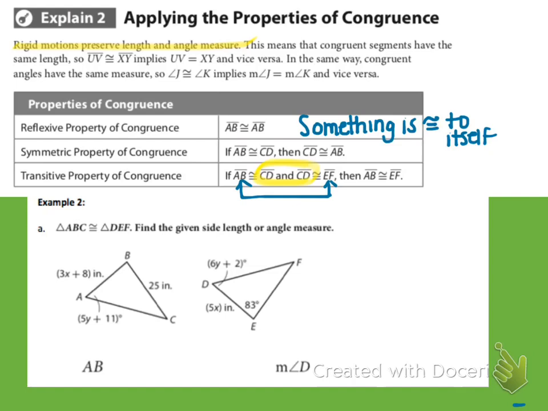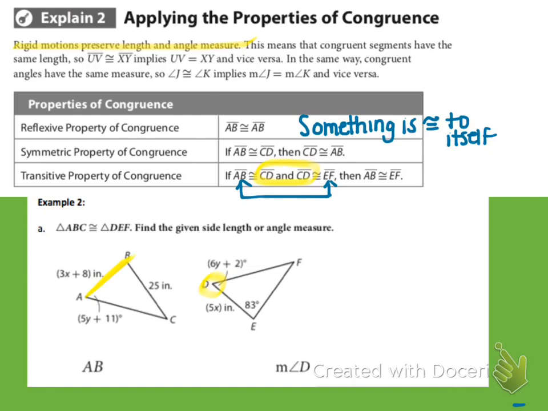In this next example, we're going to apply this idea of corresponding parts in congruent figures being congruent. And we're going to involve a little bit of algebra along the way. It says that triangle ABC is congruent to triangle DEF. So we've got these two triangles. We know how their vertices line up. And they want us to find segment AB, which is right here, and also the measure of angle D, which is right here.